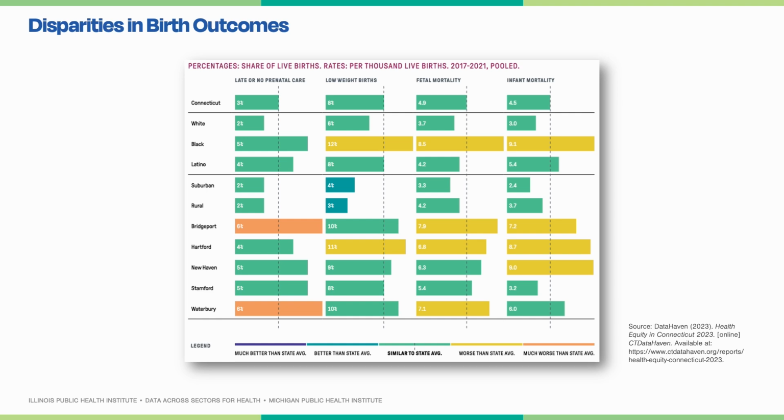For example, Black parents in Connecticut face significantly higher rates of fetal and infant mortality compared to white parents, echoing national findings from the United Health Foundation. Diagnostic analytics like this empowers us to design evidence-based interventions, paving the way for more equitable health outcomes in our communities.